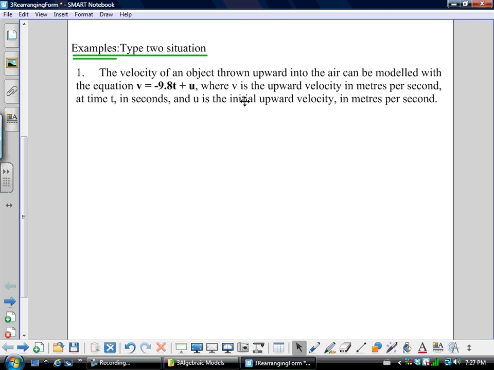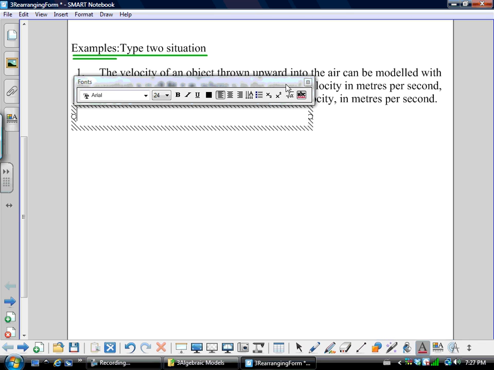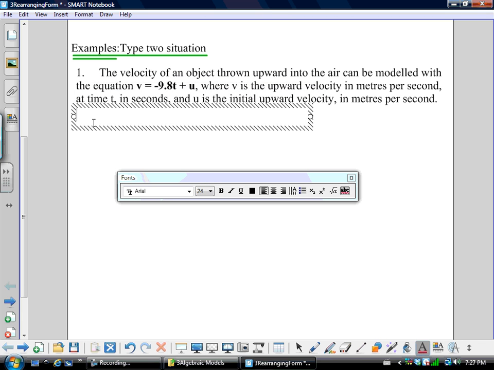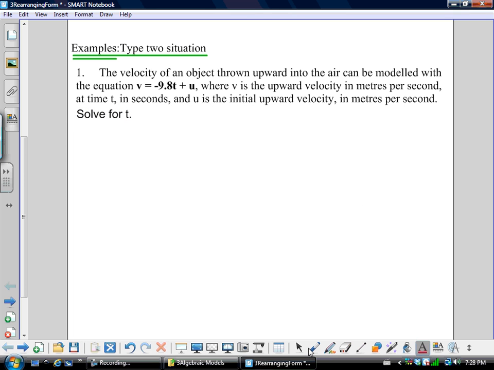Now, they want us to... it doesn't say what they want us to do. Isn't that amazing? And you're thinking, good, I don't have to do anything. Well, actually, we are going to do something. We're actually going to solve. So you have to add this to your note: solve for t. So we're going to solve for t from our original formula.